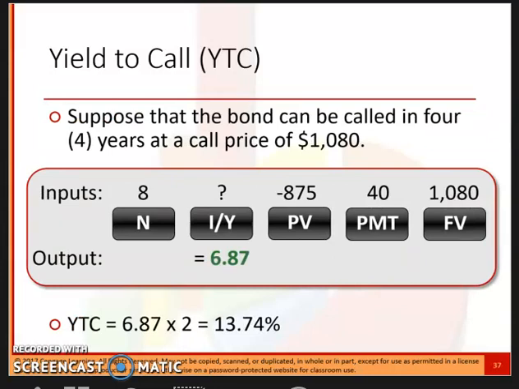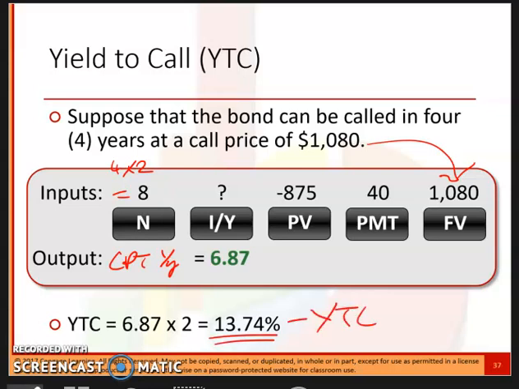So in our previous example, suppose that bond can be called in 4 years at a price of 1,080. So this 1,080 becomes the future value. It replaces the par value. And then N, this is 4 times 2, so that's 8. So we compute IY, and this is a semiannual rate, so we multiply it by 2 to get our yield to call of 13.74%.